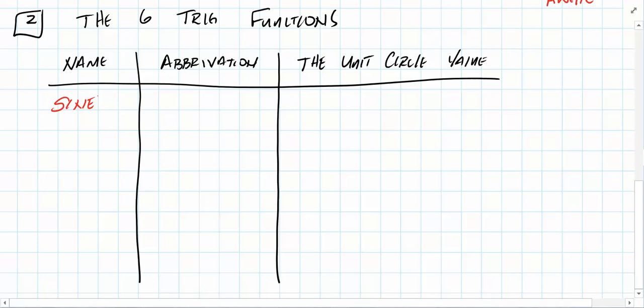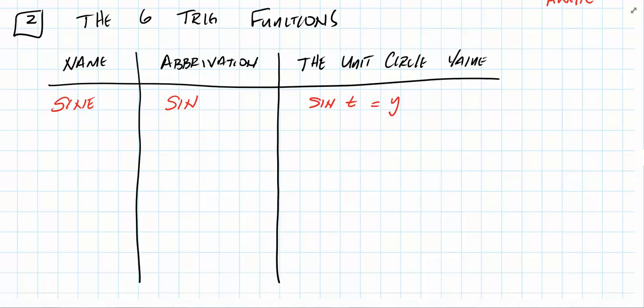There's 6 of them. We got sine. The abbreviation for sine is S-I-N. Please do not say the sin of something. It's the sine of something, okay? In this case, the sine of our angle t for the unit circle is going to be the y value. Sine of t is our y value, okay?